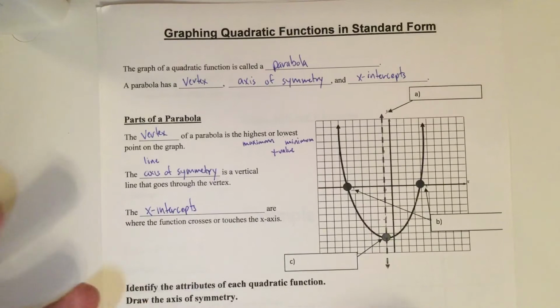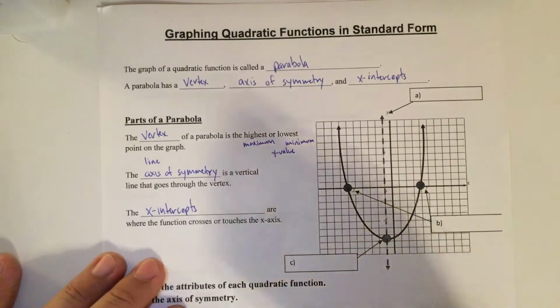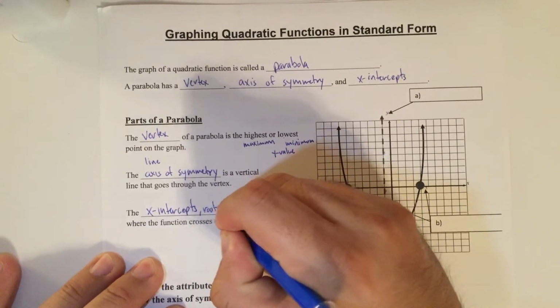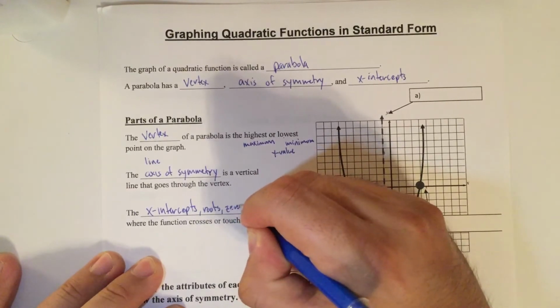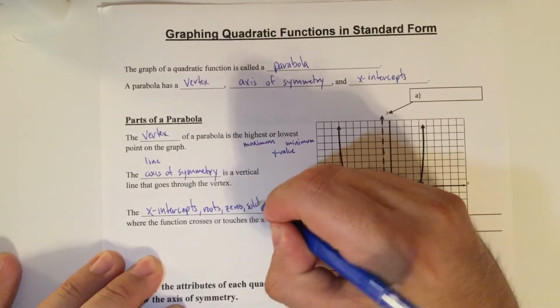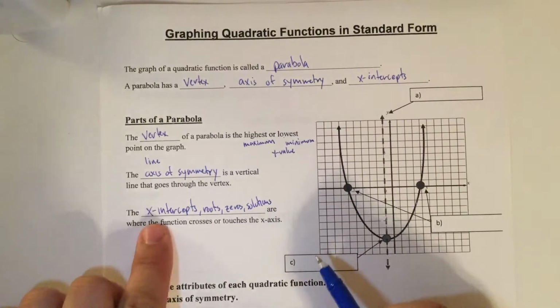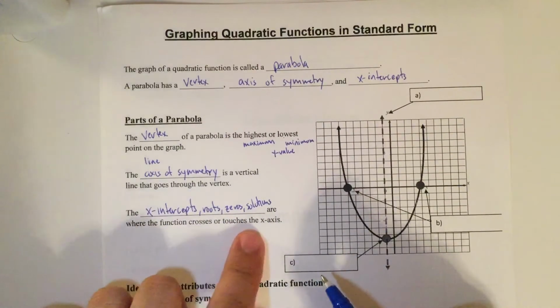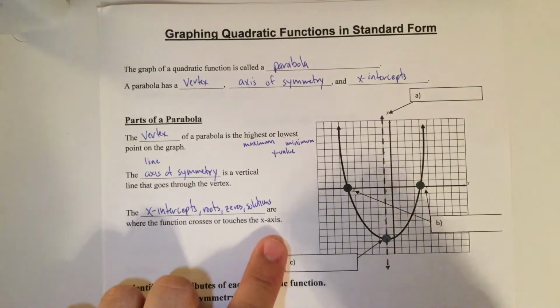A couple other names we have for the x-intercepts are the roots, the zeros, and the solutions. So those are four names. X-intercepts, roots, zeros, and solutions are where the graph crosses or touches the x-axis.